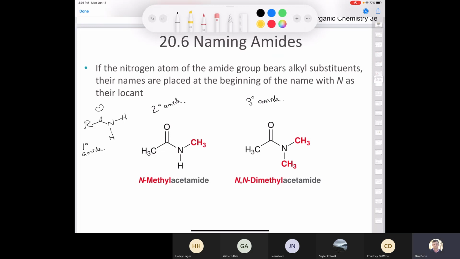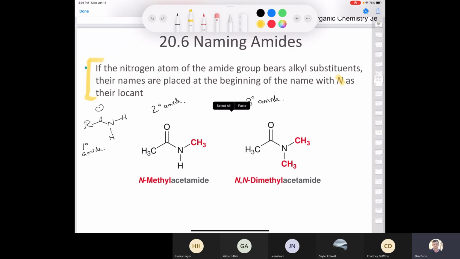So what does it say here? I'm just reading off the slide. It says, if the nitrogen atom on the amide group bears alkyl substituents, their names are placed at the beginning of the name with a capital N, italicized, as their locant. I know you can't italicize with your pen, but if you type it, you italicize it. So since we have 1 methyl group here, this becomes N-methyl acetamide. If you have 2 methyl groups, then it would be N,N-dimethyl acetamide.